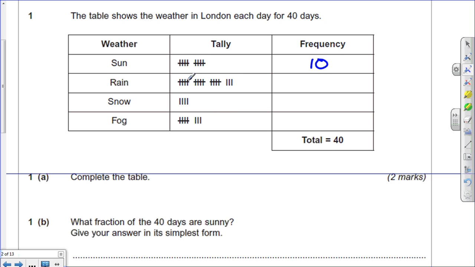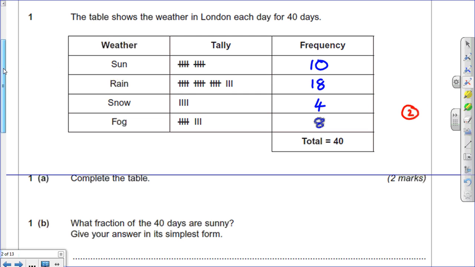Here, we've got 1, 2, 3 lots of 5, 15, add 3, 18. Here we've got 4. Here we've got a 5 again, plus 3, 8. And we'll just double check, does that add up to 40? 10, add 18, 28, 32, 40. So we picked up 2 marks there.